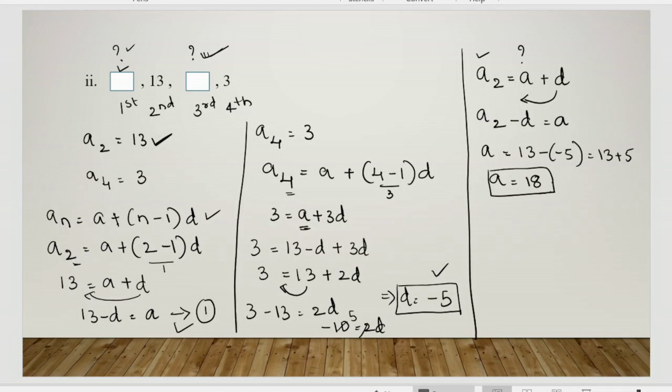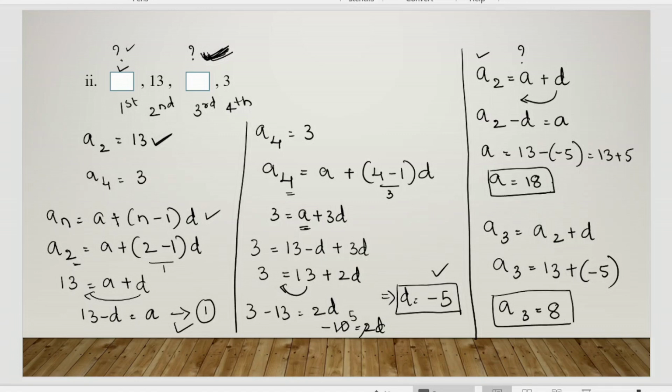And how do we find the third term? If we want to find the third term, that is A3, we will add the common difference to the second term. So A3 is equal to A2, which is 13, plus the common difference, minus 5. So A3 will be 13 minus 5, which is 8. So the first term is 18 and the third term is 8. Clear?